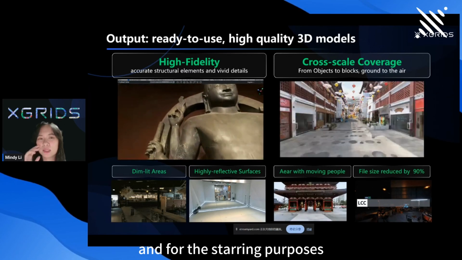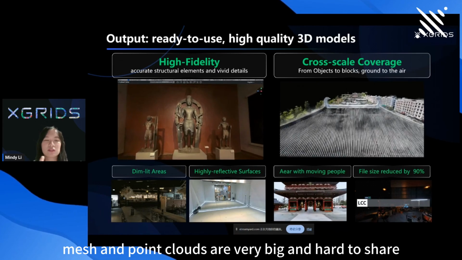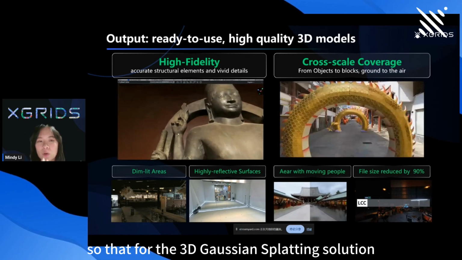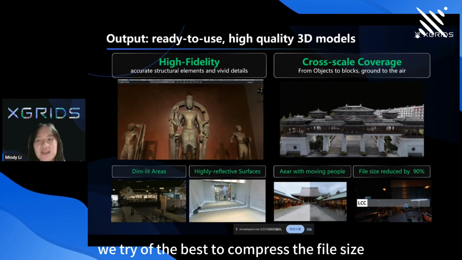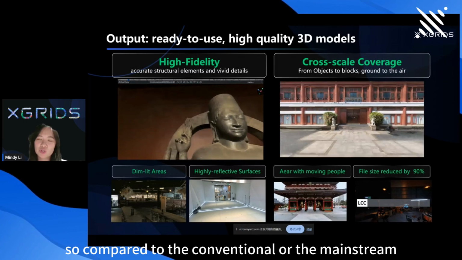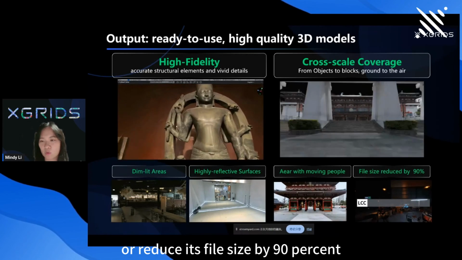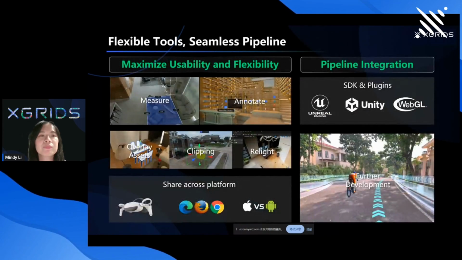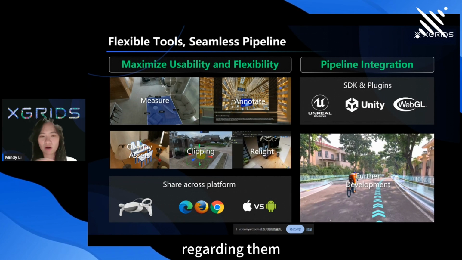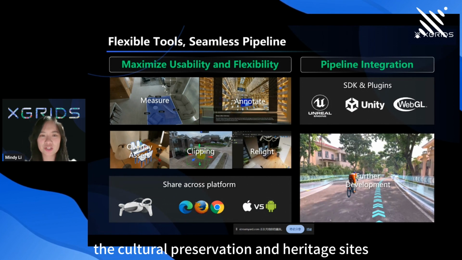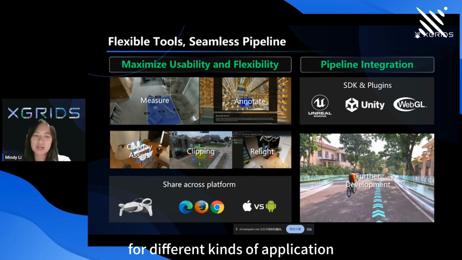And for storage purposes, mesh and point clouds are very big and hard to share. So for the 3D Gaussian splatting solution, we try our best to compress the file size. Compared to the conventional or mainstream Gaussian splatting formats, we try to reduce the file size by 90%. And other than the output, some creators, regarding cultural preservation and heritage sites, may also want to make it much cleaner and ready to use for different kinds of applications.